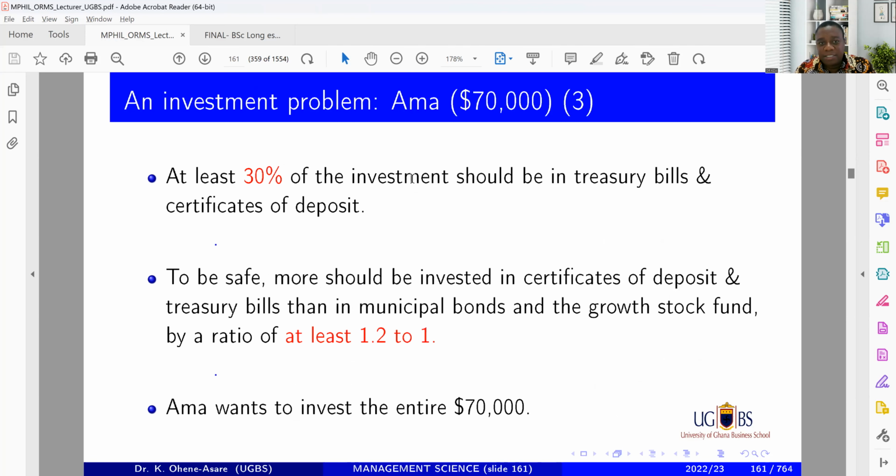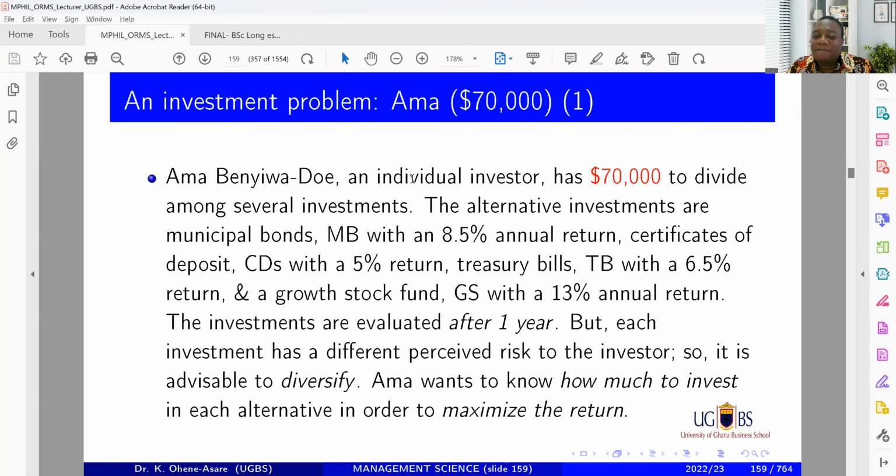The interest rates are 8.5% if you invest in municipal bonds. If Ama invests in certificate of deposit, the interest rate is 5%. In other words, you get more interest if you invest in municipal bonds than in certificate of deposit. But if you go into treasury bills, the interest rate is 6.5%. It's in between these two. And a growth stock fund gives you a higher interest rate of 13%.